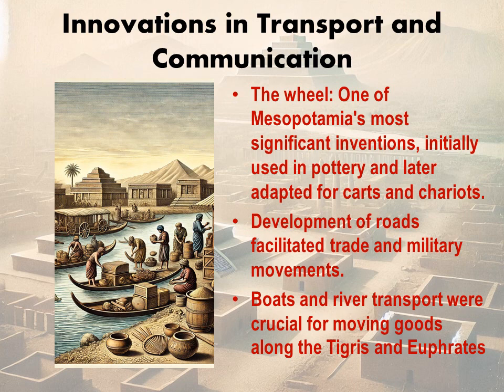Boats and river transport were crucial for moving goods along the Tigris and Euphrates. So, in our first video, we have already stated the geography of Mesopotamia. It is a land between two rivers, and those two rivers are the Tigris and Euphrates. Hence, trade used to be done along these two rivers, and in order to transport goods through the rivers, we need specifically designed boats which are suited for the river currents. So, Mesopotamians also knew how to construct those boats which will travel and move goods along the rivers Tigris and Euphrates.